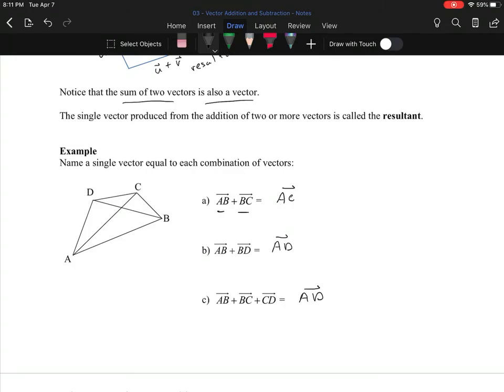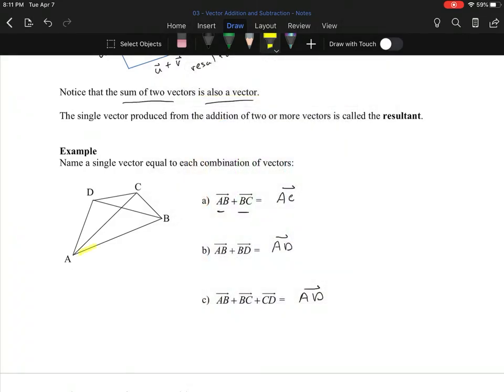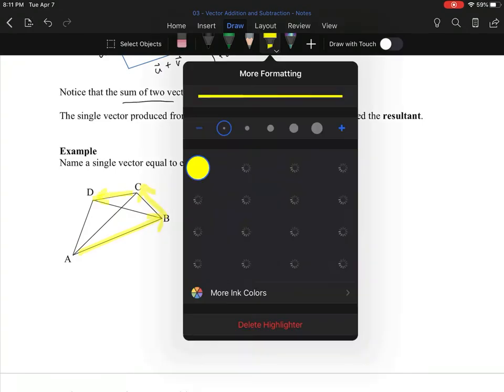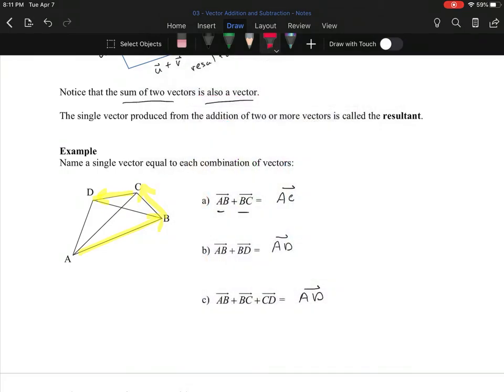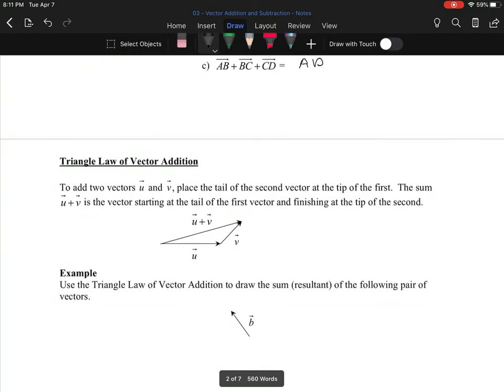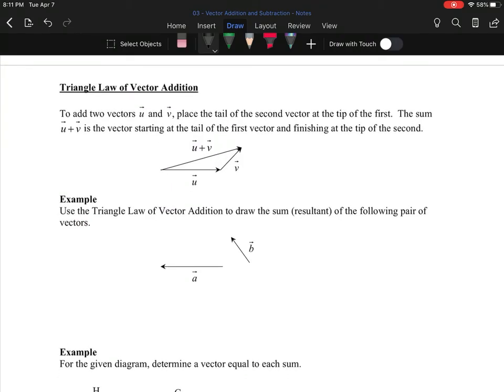But this third one, it does. AB plus BC plus CD. Maybe you can just look right at that and go, oh, that's A to D. I went from A to B, then from B to C, then from C to D. The overall effect is A to D. Very good. That's a great way to handle those. But just to see it in the picture, if I was going from A to B, and then from B to C, and then from C to D, the end result of all of that is that I went from A to D. So it's the end result. The resultant of all that is AD.